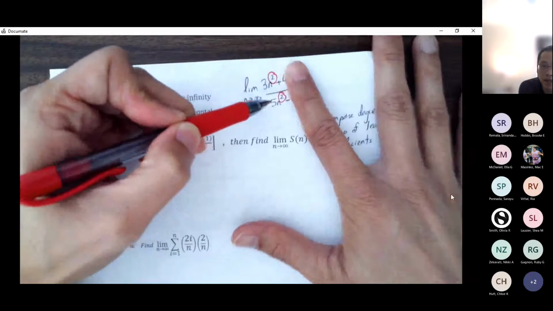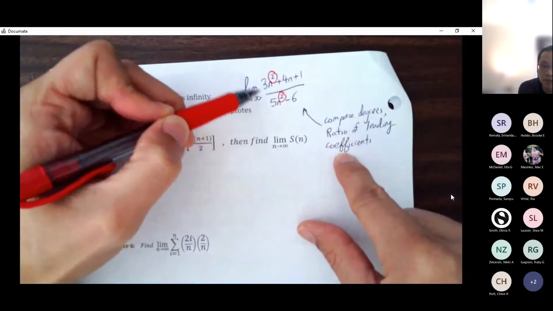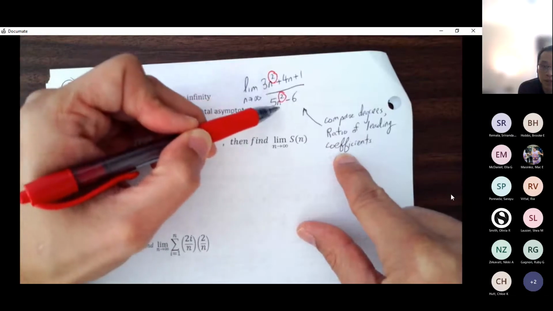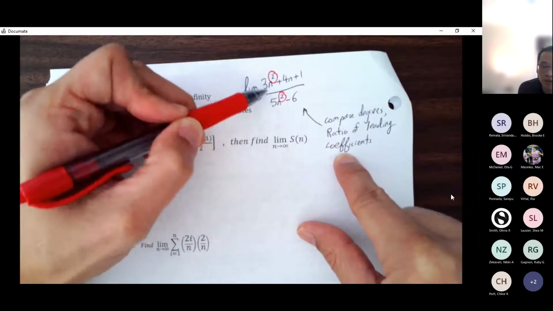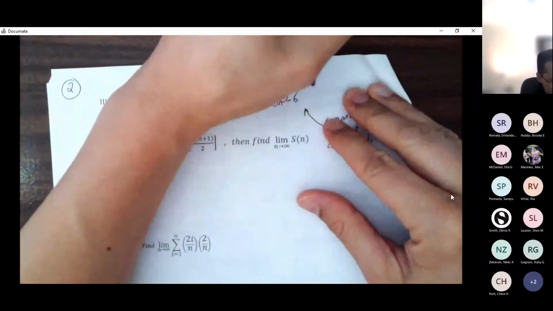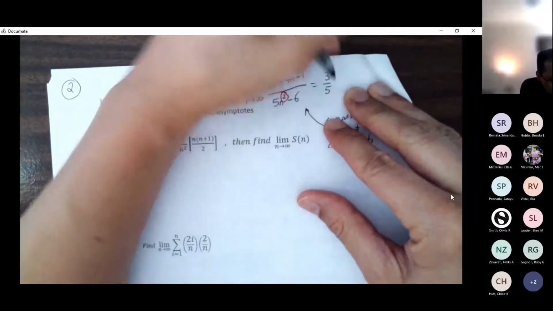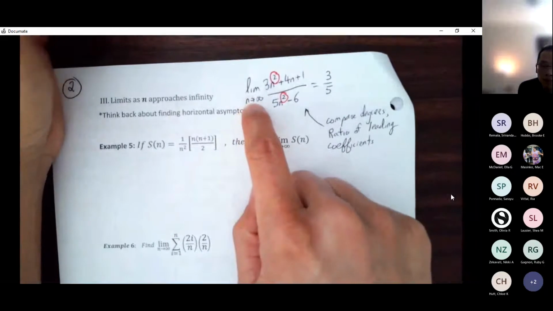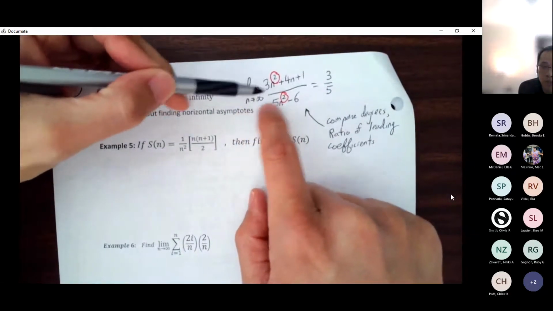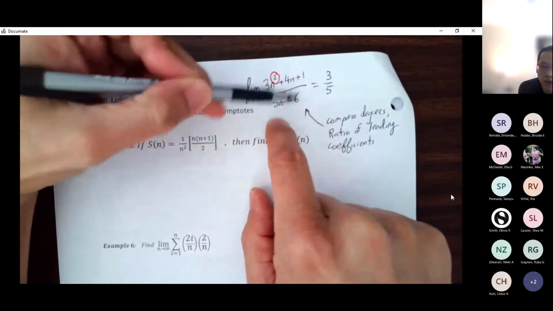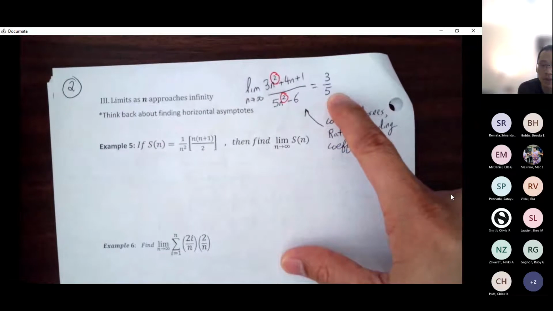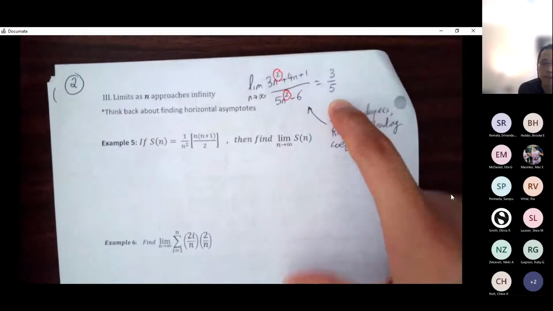So because the degrees match, we just take the ratio of the coefficients. The coefficient in front of this n squared is 3. The coefficient in front of this n squared is 5. So our limit is just going to be 3/5. What this tells us is that if we keep increasing n out to infinity, 100, 200, a million, a billion, this fraction will get closer and closer to the value of 3/5. Okay, and that's what this is saying.